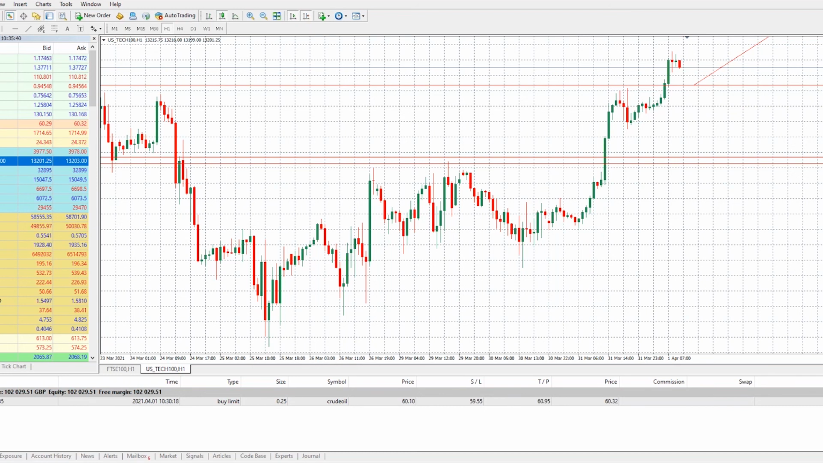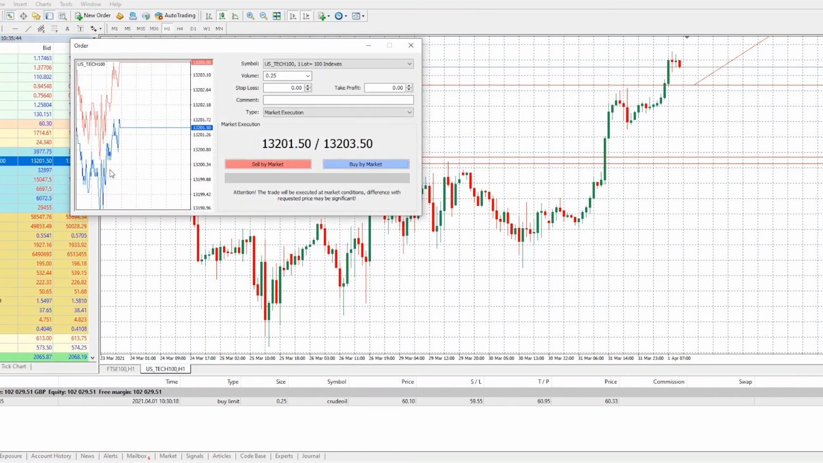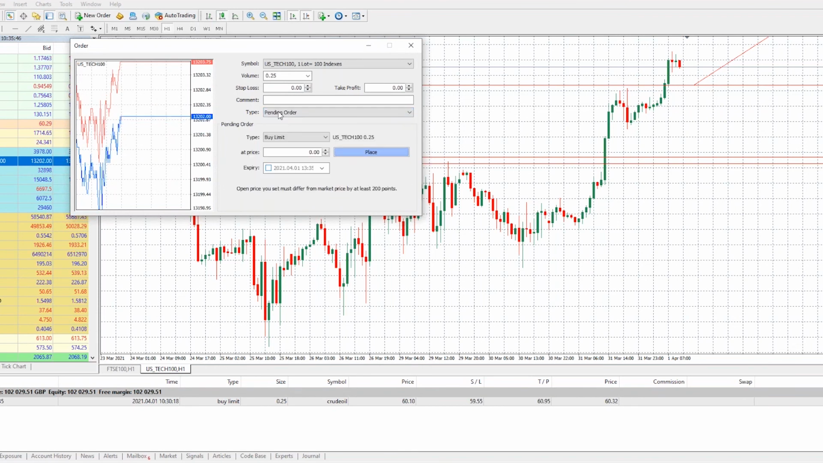So 13,170 could make sense as an entry. Buy limit, pending order, 13,170. That gets me just above this old resistance level that it had broken through. Stop loss could be limited risk just below that, 13,000, let's say 145.